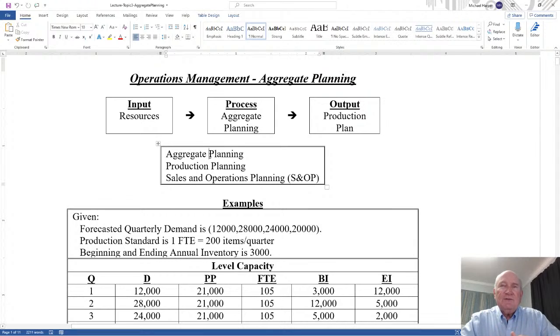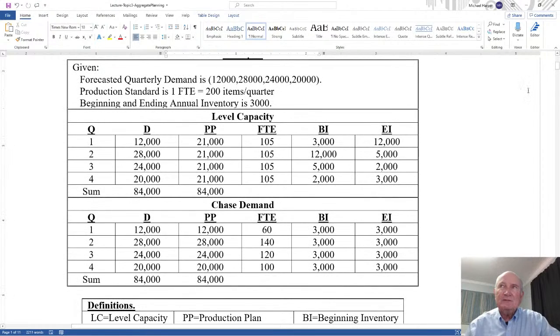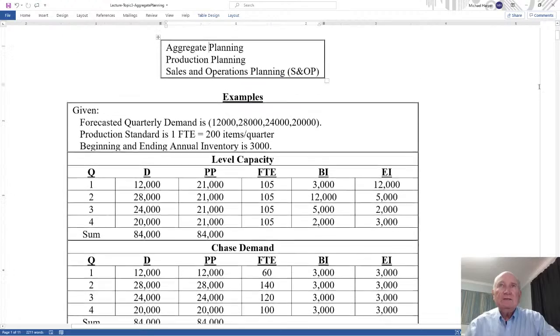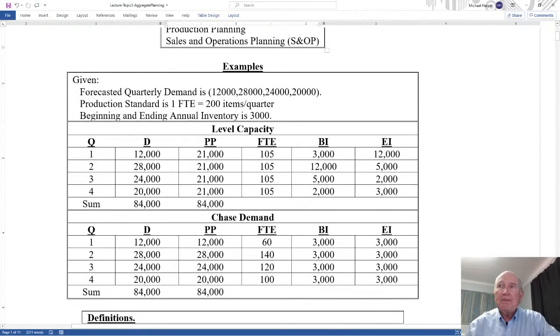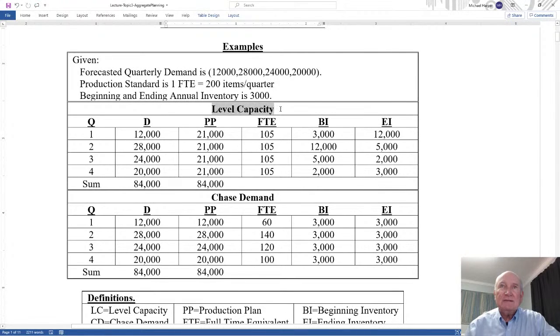So let's first start with strategies. There's two primary strategies: level capacity and chase demand. And down here we have some simple examples to illustrate those two strategies. Here is level capacity and here is chase demand. So let me illustrate what the level capacity and chase demand strategies mean with an example.